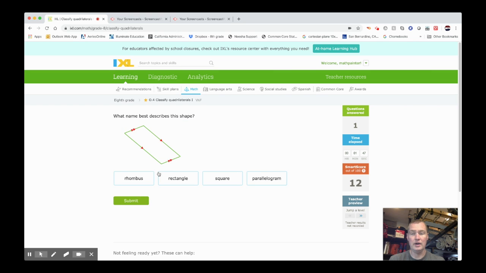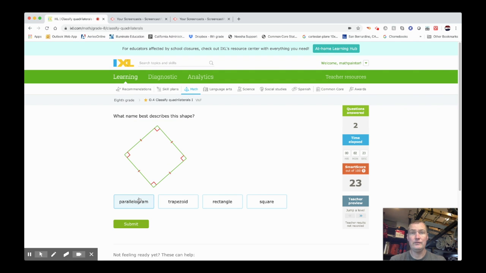Notice here that we have an option between rhombus, rectangle, square, or a parallelogram. A new word popped up: parallelogram. A parallelogram is a four-sided object that really has two matching sides, so let's say top and bottom or left and right and so forth. The rhombus is not a four-sided equal object, so rhombus is out. A rectangle must have 90-degree angles, so that one's out. This is definitely not a square, so a parallelogram will win on this one.